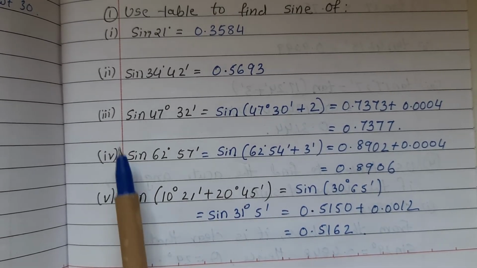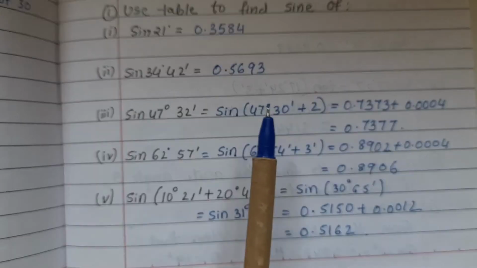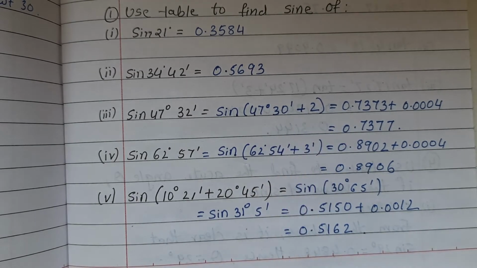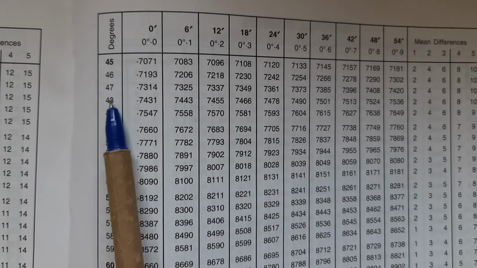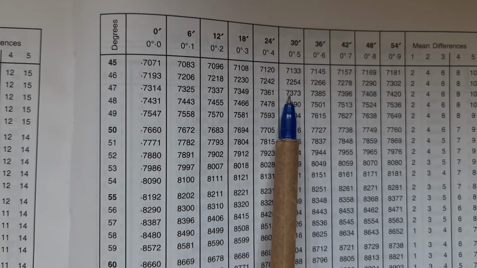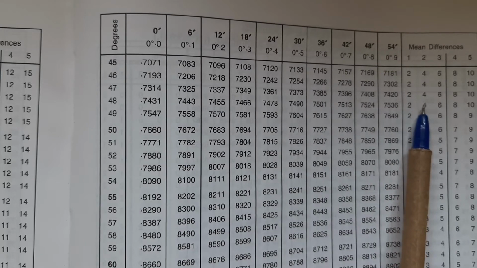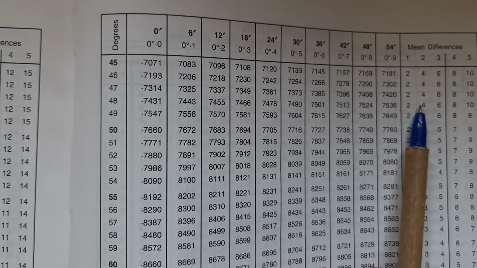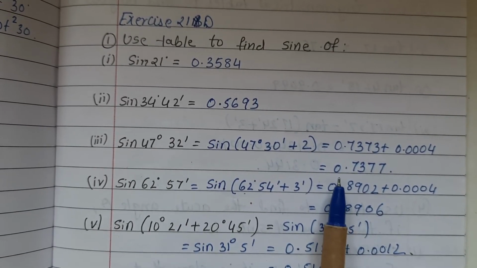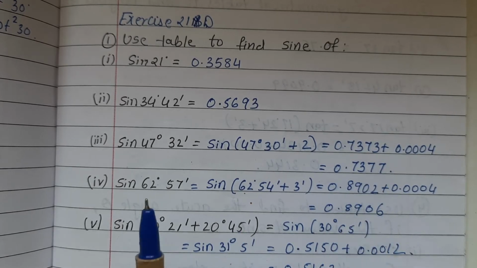Third part, sine 47 degree 32 minutes. 32 minutes can be written as 30 minutes plus 2 minutes. So the answer will be: 47 degree 30 minutes is 0.7373, plus for 2 minutes you have to add 0.0004. Therefore the answer will be 0.7377. Same way, continue for the others.